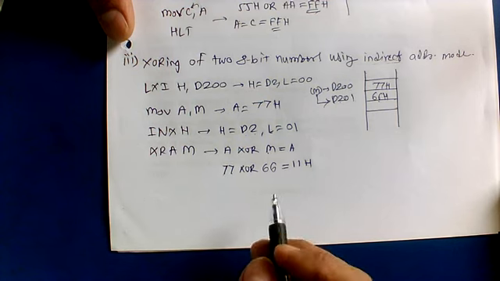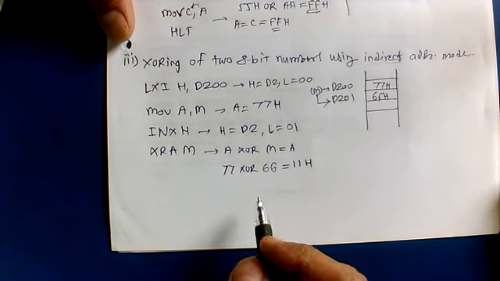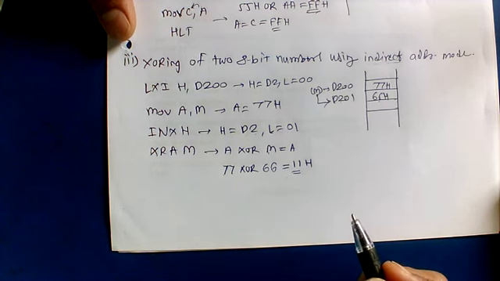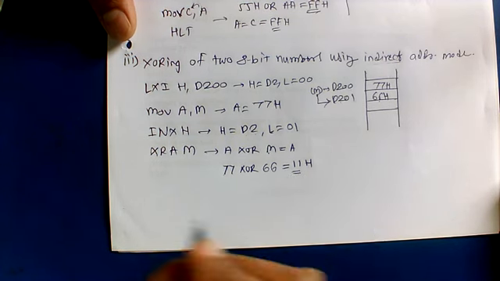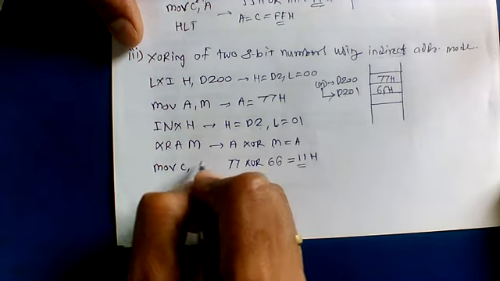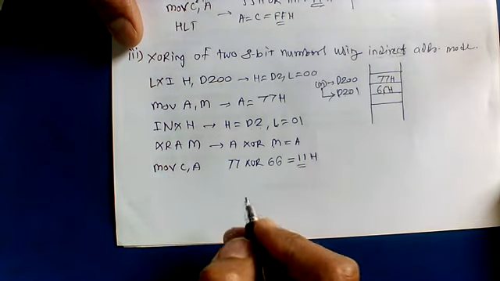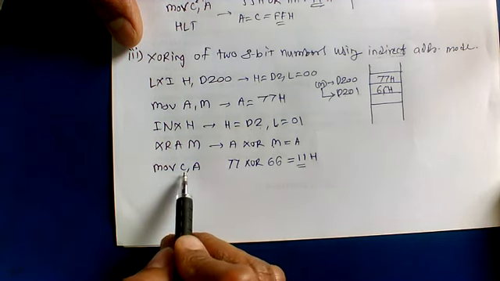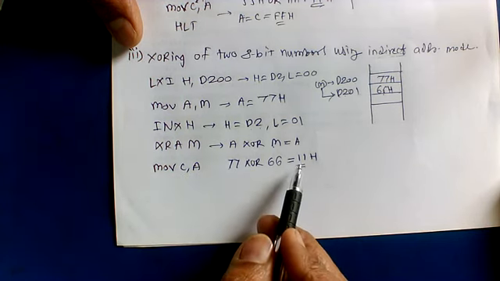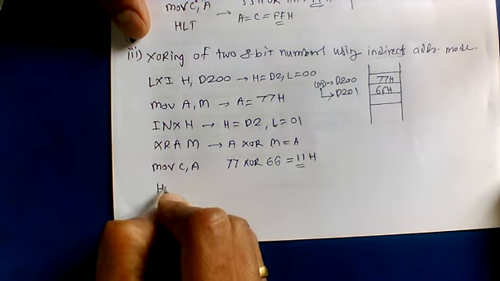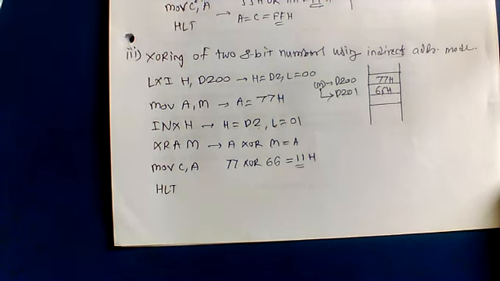And suppose you want to copy this result in the C register, you can use the MOV C, A instruction. After the execution of this MOV C, A, in the C register also you will get this final result. The last instruction is the halt instruction.